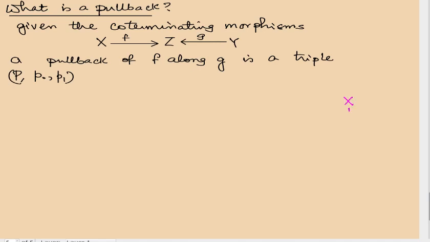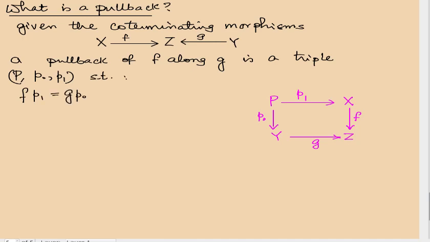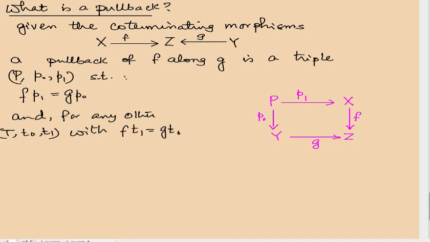So you have X and this, you have this triple where this is going to P0 and this is going to P1, such that Fp1 is equal to Gp0, and for any other triple with Ft1 equal to Gt0, there exists a unique morphism.